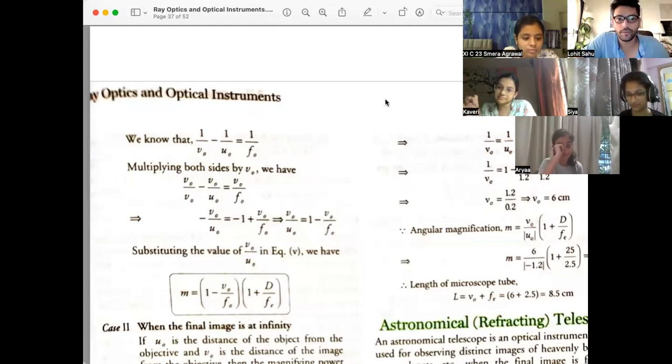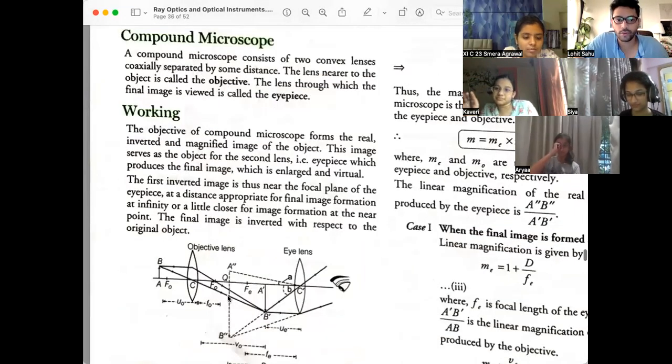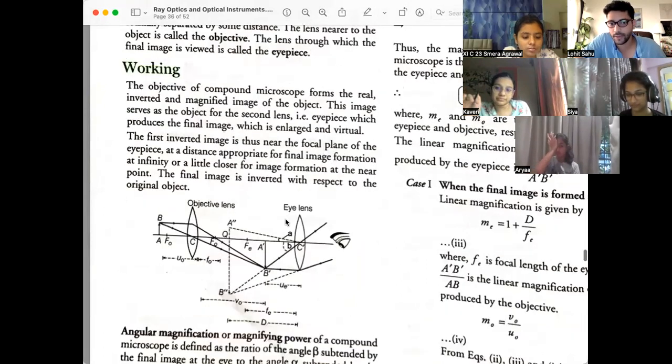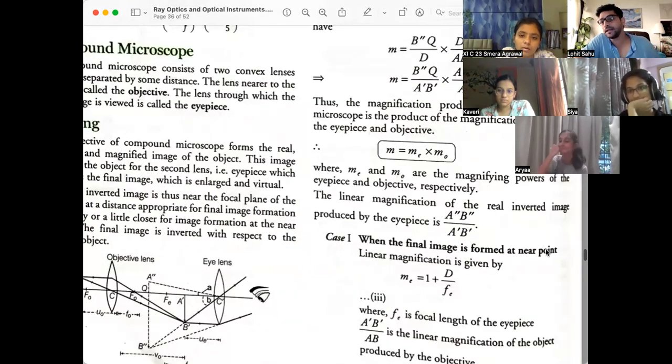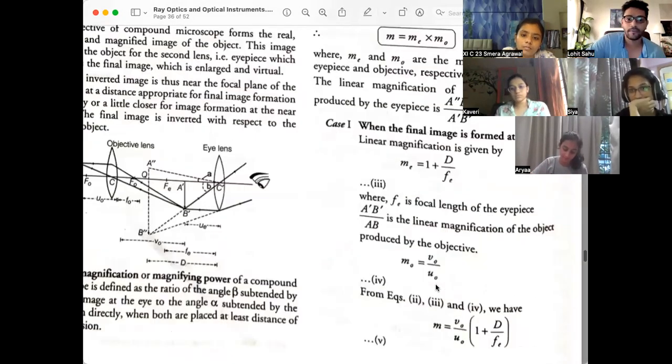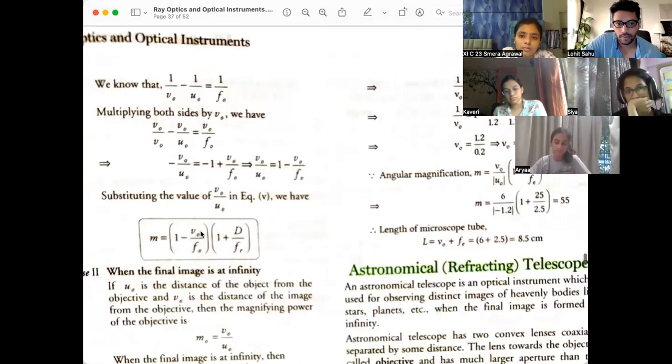Okay. So we just talked about the compound microscope, where there are two lenses. One is the objective, one is the eye lens. An object is kept near the objective lens and its image is formed here. This real image works as the object for the eye lens and another image is formed here. Based on this diagram, you'll do a derivation and you'll find that when it's kept at near point, the magnification is 1 plus D by fe, and when it's kept at infinity, it is this.